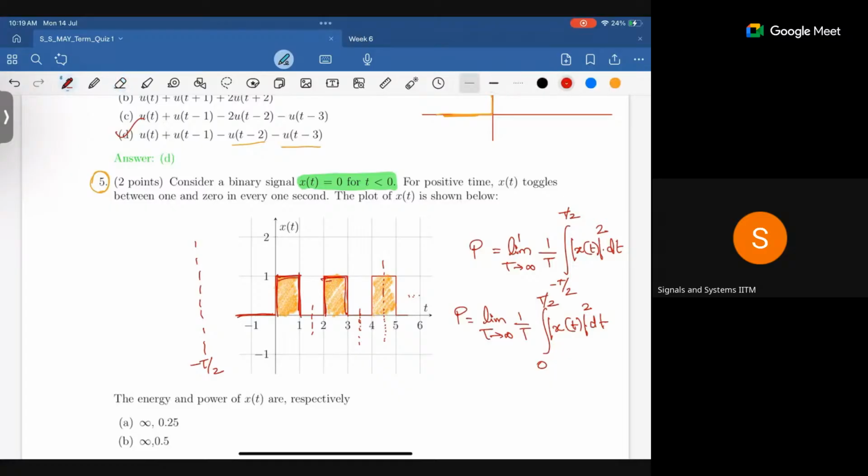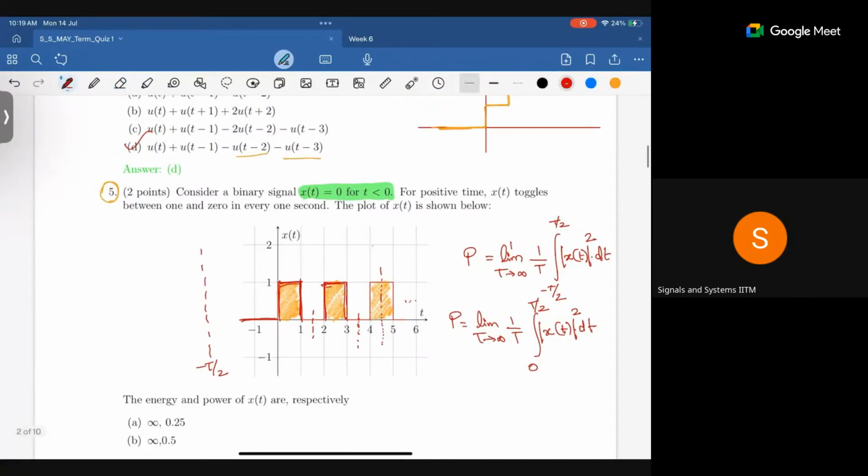Okay. Can you all try this? If I take some t by 2, how many rectangles will be there? Sir, I think the answer should be B. No, no, the answer. 0.5 should be the power, no? The average power.